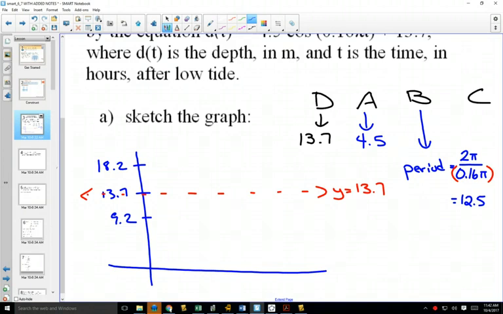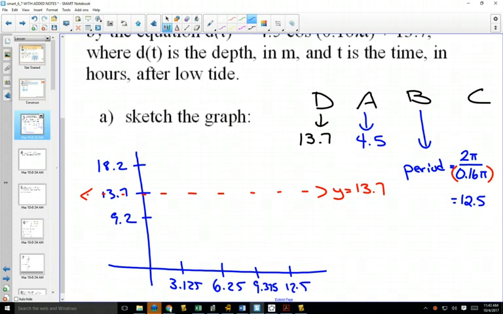My period is 12.5, so I mark 12.5 on my axis. I divide it into 4 equal sections. Half of 12.5 is 6.25. Half of 6.25 is 3.125. And the third one will be 3.125 times 3, or 9.375.